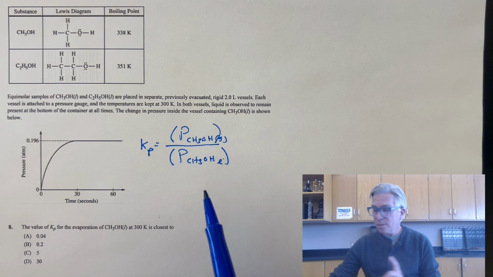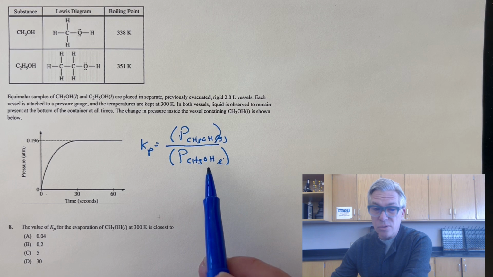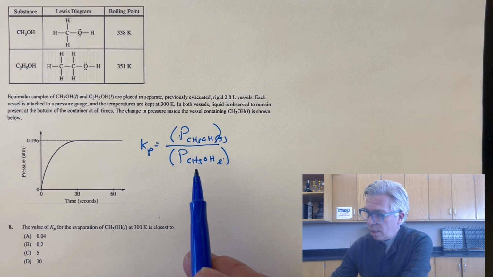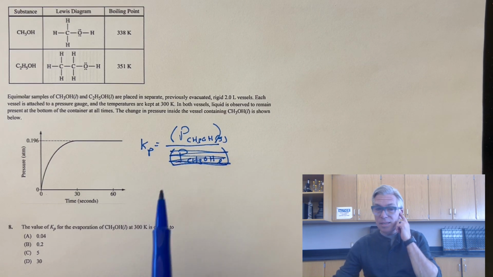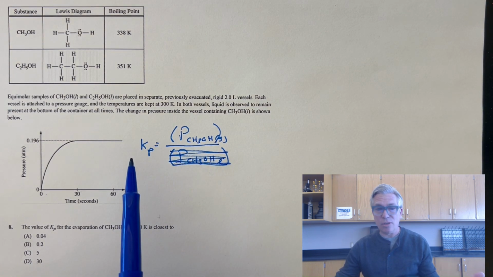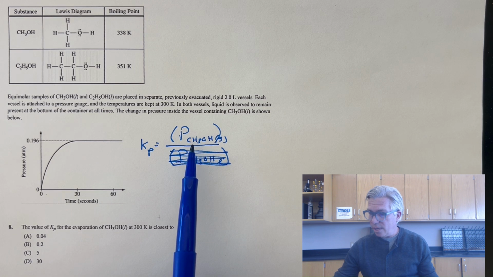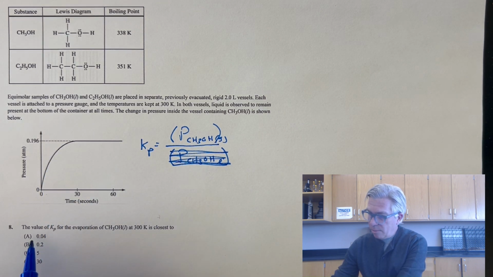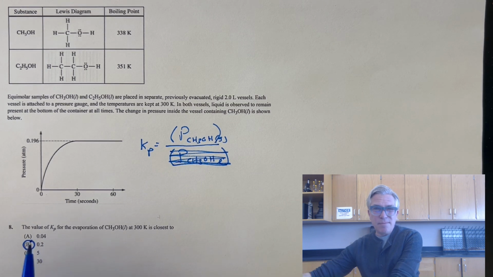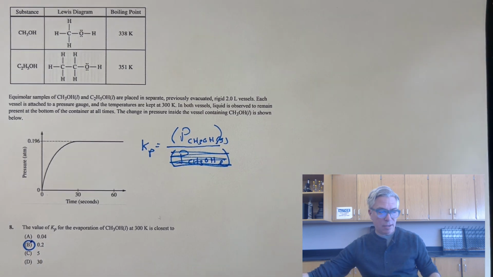Well, it helps to remember and keep your eyes out for those liquids and solids, which do not actually get included into the equilibrium constant expressions. So Kp is actually simply the pressure of the methanol, which in this case got up to 0.196, which is closest to 0.2, and I can pick my answer there. So you had to mentally keep your eyes out for stuff in that one. A little tricky on that one.